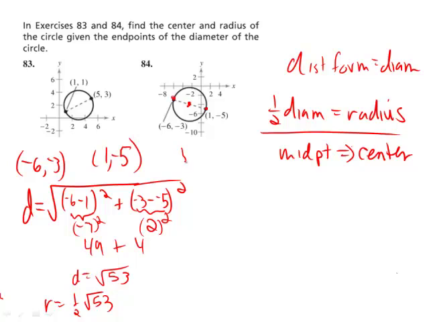How about the center? We go to the midpoint formula, where we take averages. This time we're adding the x's up. Negative 6 plus a 1, dividing by 2. Adding the y's up. Negative 3 plus a negative 5, divide by 2. What does that give?